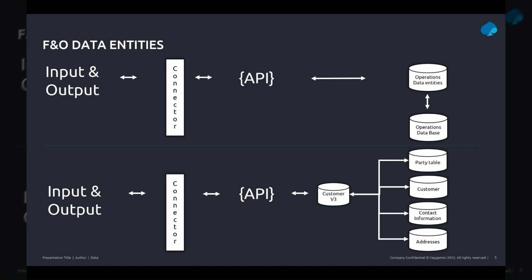It can be flattened, several tables. Like if we take the customer table, for example, it has a child table of contact information, a child table of address information, and a parent table of the party table. But then we have the customer V3 data entity where they have flattened all of these tables into one that you can communicate with. And it can receive data and you can get data out from it as well.